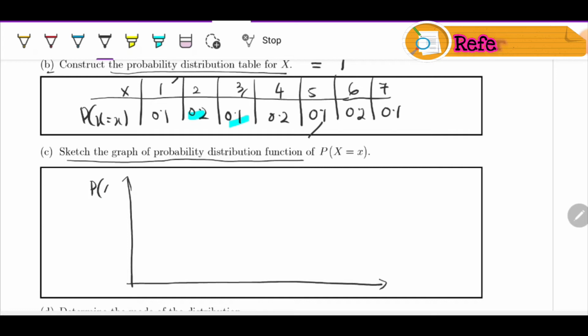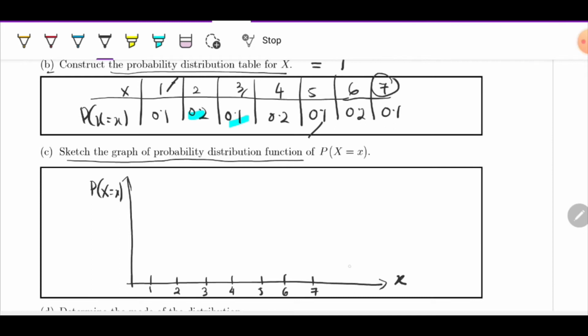The probability versus the x. So x, we start from 1 until 7. So x equals to 1, 2, 3, 4, 5, 6, and 7. So the value of probability, we use 0.1 and 0.2 only.